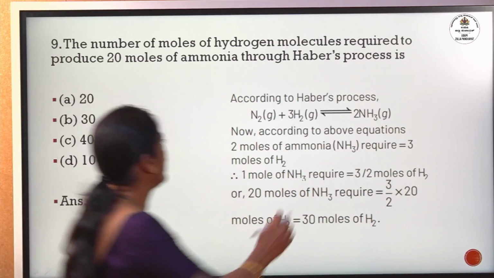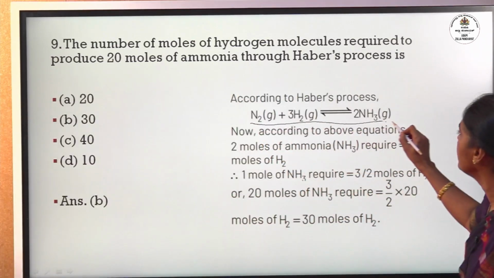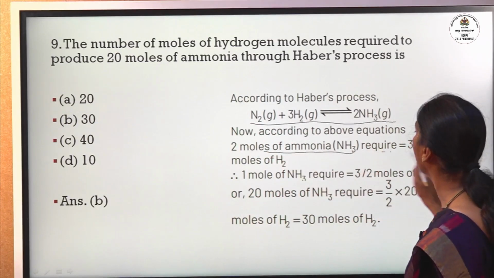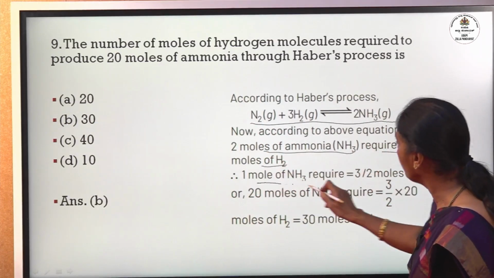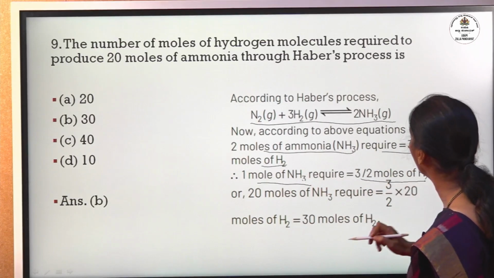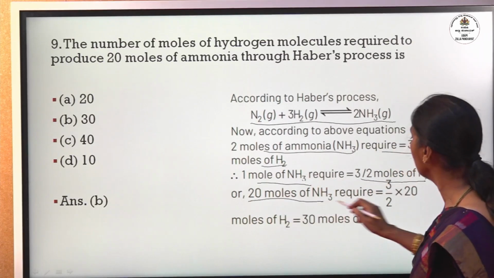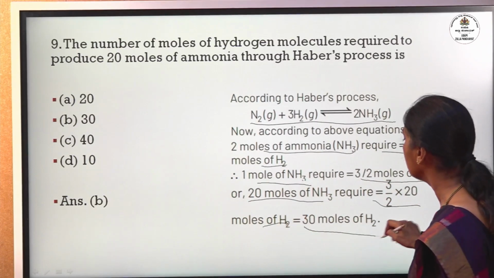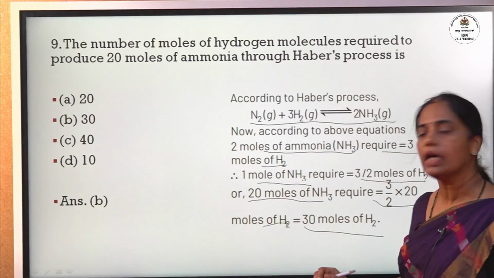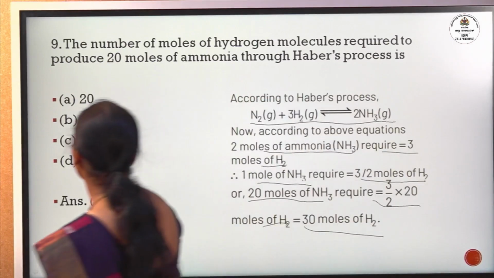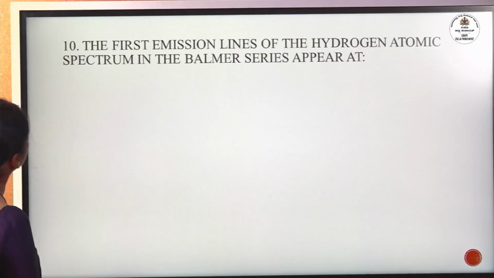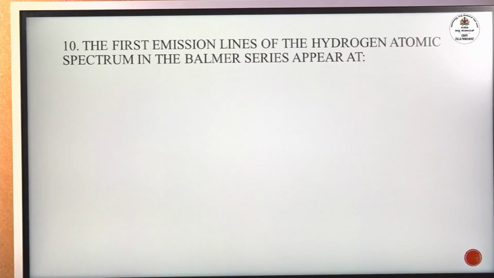According to Haber's process, we have N2 plus 3H2 gives 2 NH3. Now 2 moles of ammonia require 3 moles of hydrogen. Therefore 1 mole of ammonia requires 3 by 2 moles of hydrogen, or 20 moles of ammonia require 3 by 2 into 20 moles of hydrogen, that is 30 moles of hydrogen. B is the correct option. We will move on to the next question.